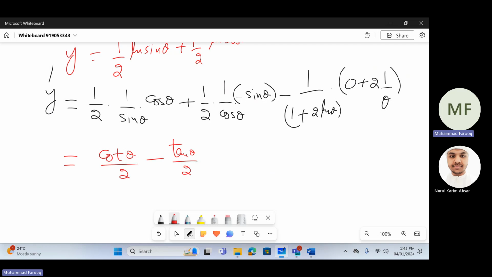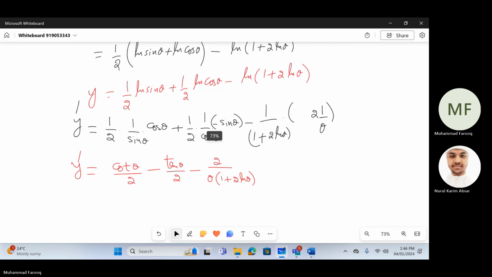Here, this is a product. 2 times 1 by 3, so this is 2 by 3, because 0 plus 2 times 3 is the same thing. So how do you write this one? This is now a negative sign. In the numerator, you have 2 divided by theta, and it is multiplying with 1 plus 2 ln theta. So this is your y prime in simplified form.